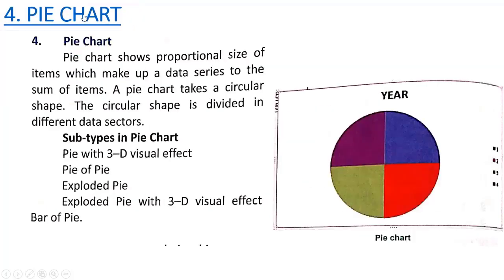Next is pie chart. Pie chart shows proportional size of items which make up a data series to the sum of items. A pie chart takes a circular shape. The circular shape is divided into different data sectors. What are the subtypes in pie chart? Pie, pie with 3D visual effect, pie of pie, exploded pie with 3D visual effect, bar of pie.